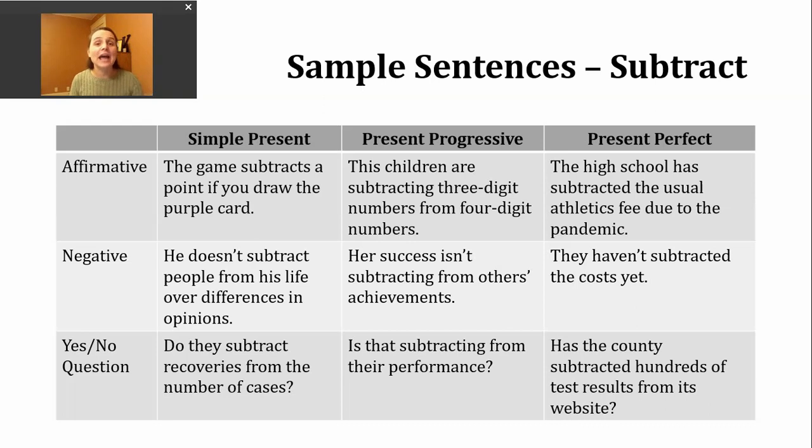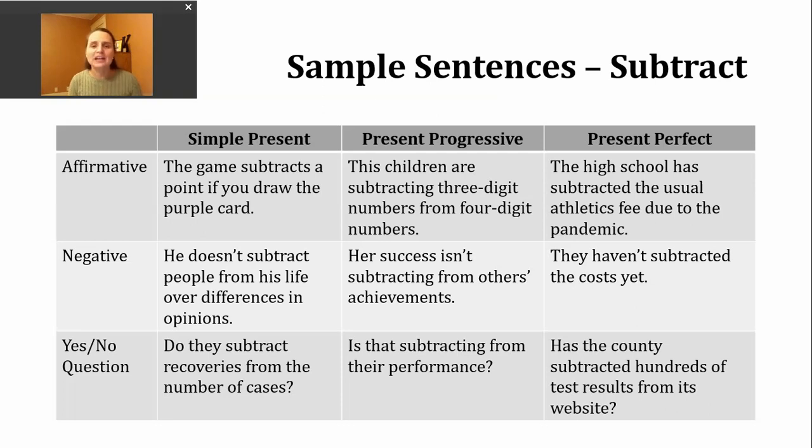Next, let's take a look at the present progressive. We're using this verb tense to talk about something that is happening now or something that is in progress. To make this verb tense, we're going to use a present form of be, that's am, is, or are, and then we're going to use the ing form of the verb. Let's look at an affirmative example.